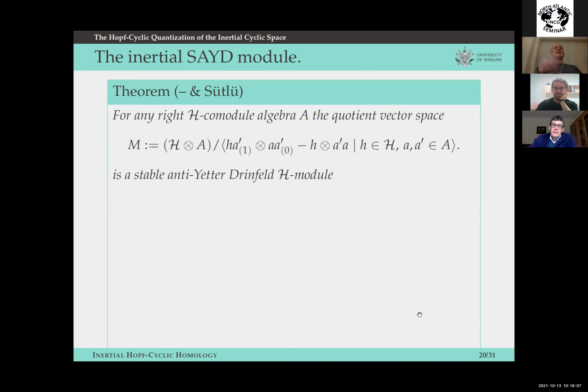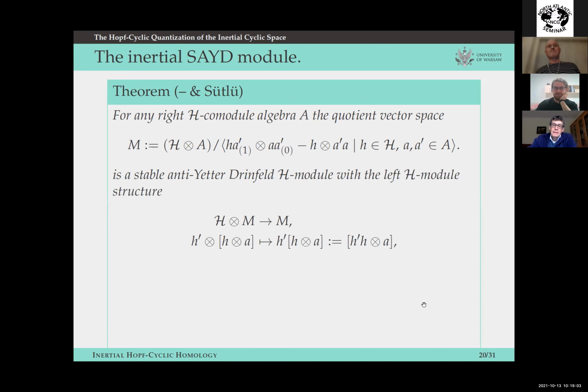Okay, next one. So now we have to feed this very general construction with very special coefficients, SAYD coefficients, which are related to the context of this comodule algebra over H, which is the following construction. We take the tensor product of H with A, and we divide by a linear subspace spanned by the following elements. It turns out that it is a stable anti-Yetter-Drinfeld H-module by the following operators. Could you, Piotr, show them?